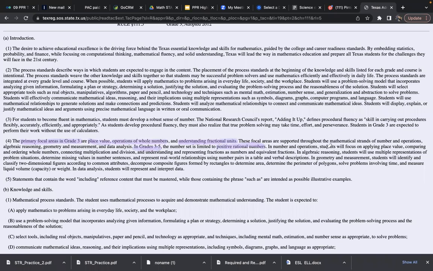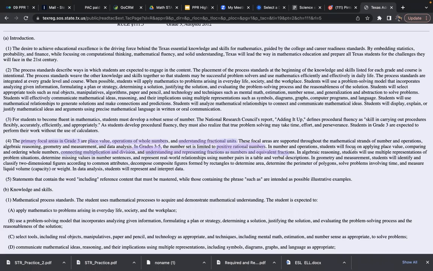So in numbers and operations, students will focus on applying place value, comparing and ordering whole numbers, which one of these is bigger, putting them in order, connecting multiplication and division in grades 3 through 5, understanding and representing fractions as numbers and equivalent fractions.